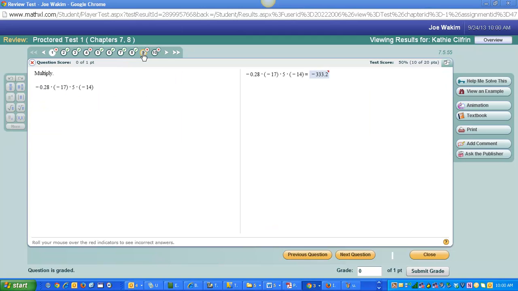On number 9, you have to multiply. Negative times negative times negative gives you a negative, and then you multiply 0.28 times 17, and the product you multiply by 5, and then the product you multiply by 14. That's how we got this 332.2.